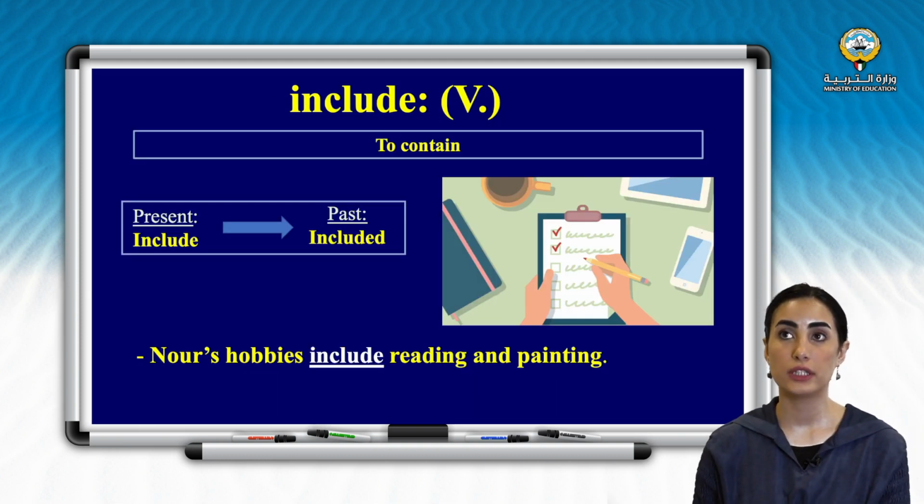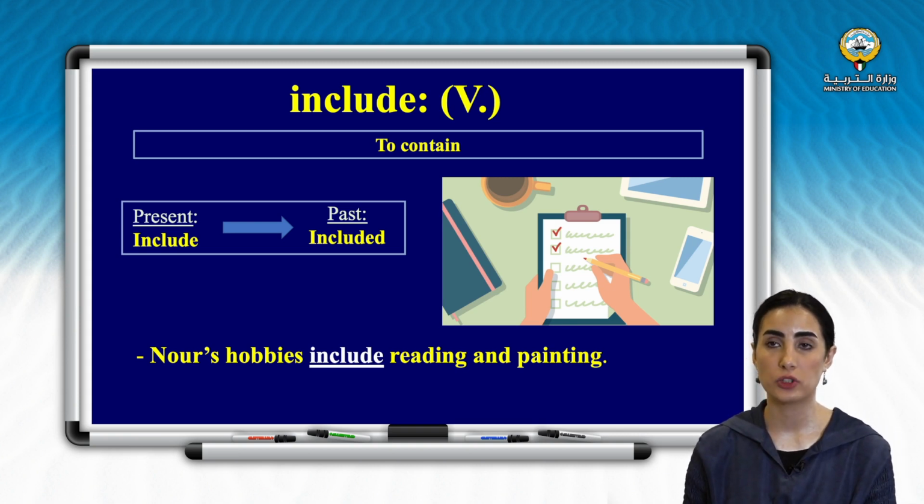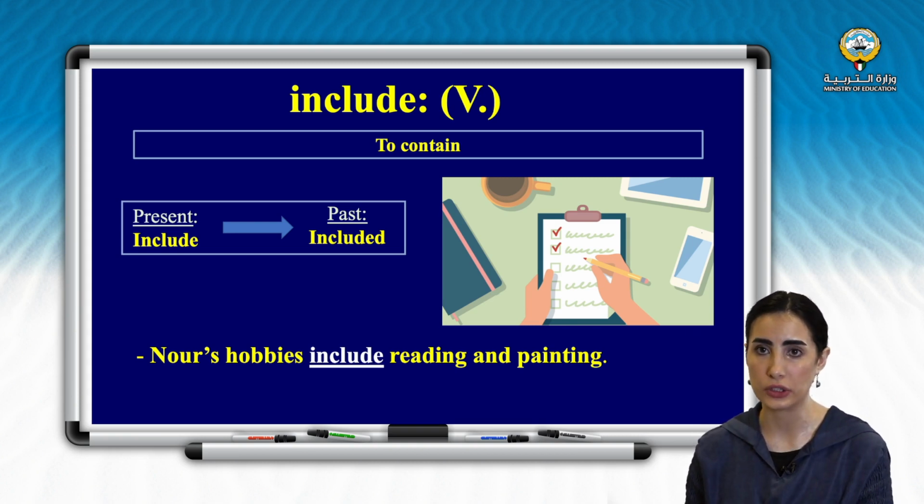Next we have the word include. So repeat after me. Include. Include. What part of speech is include? It's a verb. Good job. So let's look at the past form of include. It's included, adding ed. Good job.